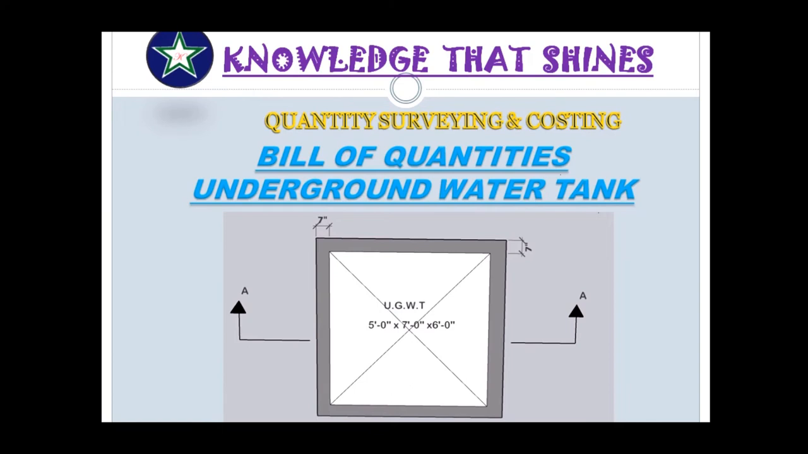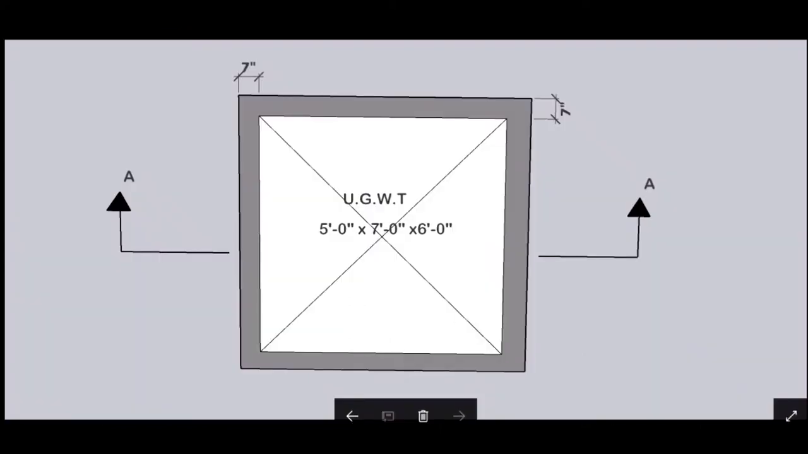In this lecture, we will learn how to calculate the quantities of an underground water tank. On screen, you can see a plan of the underground water tank. The internal dimensions of the UG tank are mentioned. The dimensions are 5 feet, 7 feet and 6 feet. The 5 feet is length, 7 feet is width and 6 feet is depth.